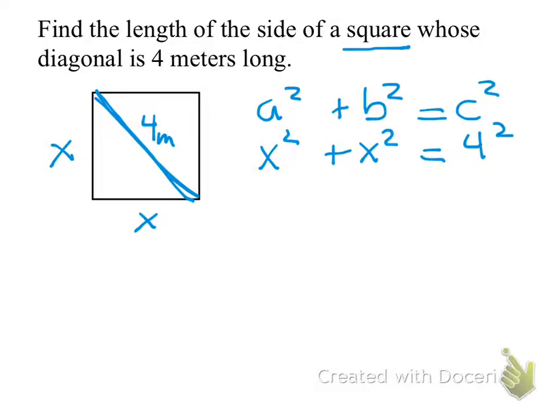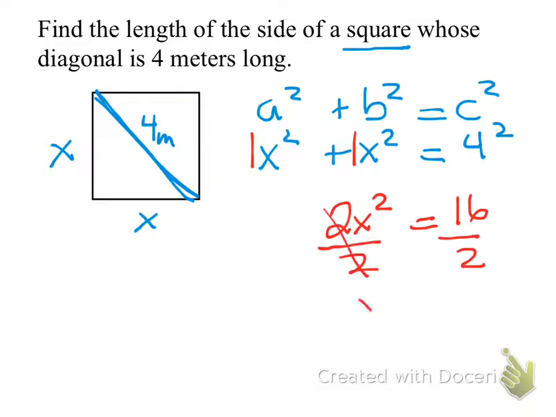Now what? Yes? You would simplify 4 squared to 16, but then you would combine the like terms of x squared to get 2x squared? Right. Now be careful here, because I have a lot of people saying x to the 4th. Remember, when it's the same base, we just add the coefficients. So this becomes 2x squared equals 16. Next step? Yep. We divide by 2 on both sides, and x squared is equal to 8.